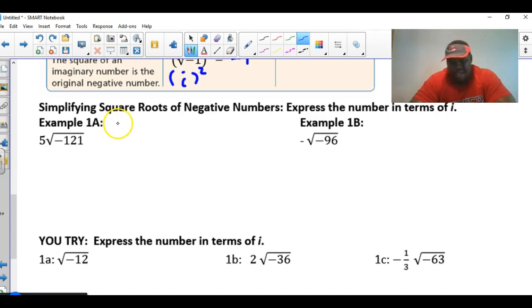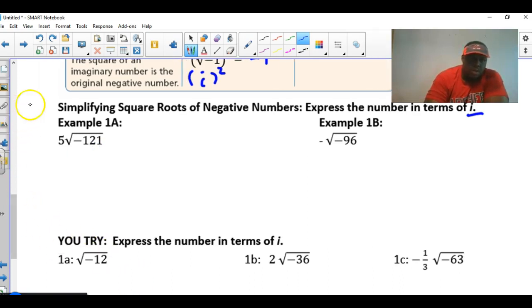So let's look at a couple more examples here that we can work out. Again, if at any point you're stuck, like, man, I don't get it, just rewind it, listen to it again, okay? Right here, we're going to simplify square roots of negative numbers. Express the number in terms of i, which means we're going to pull out the imaginary part. So i will be in the answer, guys. When it says express the number in terms of i, i is in the answer. Okay. So with that being said, let's see here. We have 5 times the square root of -121. Well, quick side note, if you remember, 11 squared equals 121. If you had your calculator on you, you could do that. 11 squared is 121. Okay.